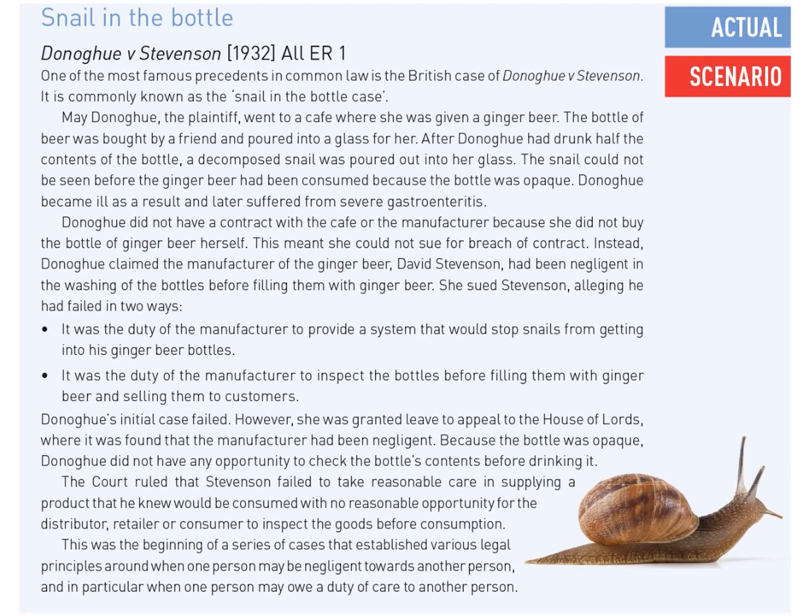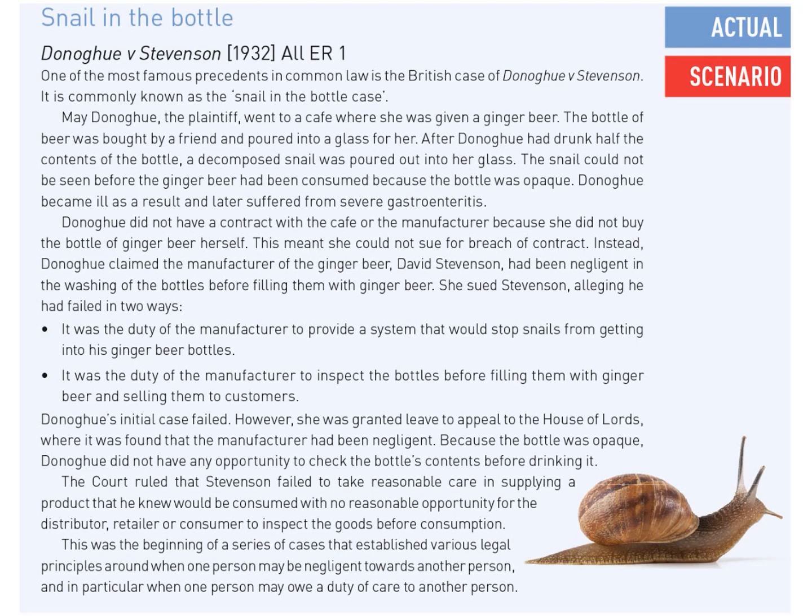The ginger beer was bought for her. So this meant that she couldn't sue for a breach of contract. Instead, Donoghue claimed the manufacturer of the ginger beer, David Stevenson, had been negligent in the washing of the bottles before filling them with ginger beer. She sued Stevenson, alleging he failed in 2 ways.